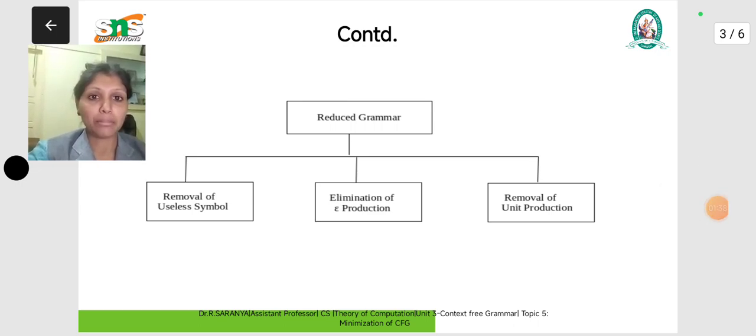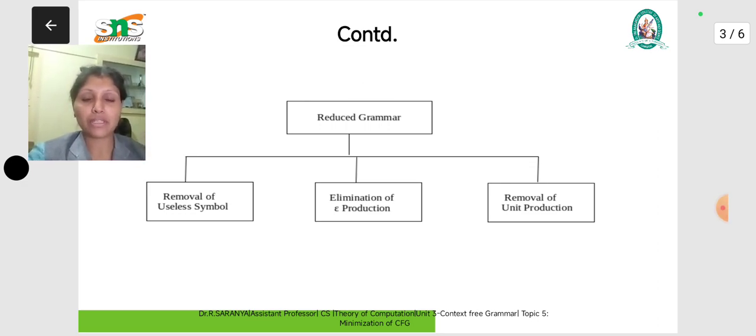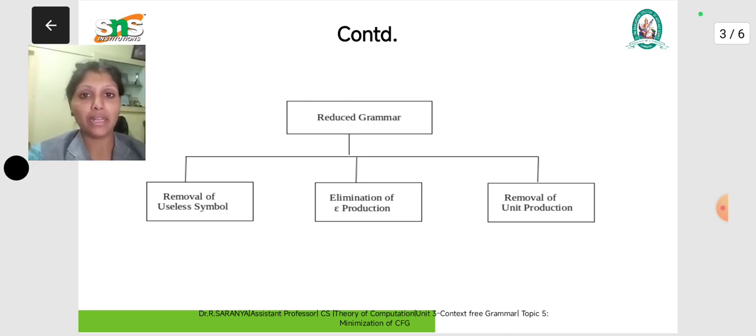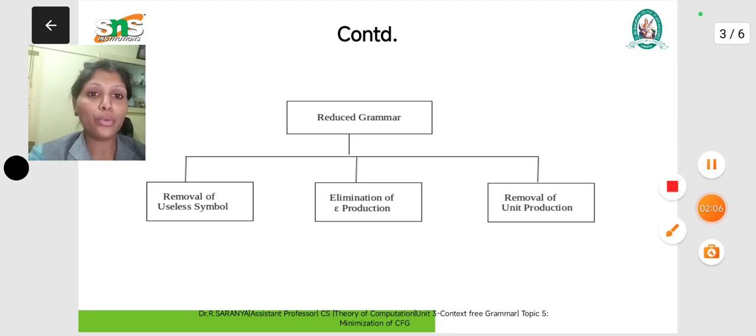So for reduced grammar, we have three important things. One is removal of useless symbols. While given some production set of rules, we are going to remove the useless symbols. That's the first thing in order to simplify the grammar. Next thing is elimination of epsilon production. And finally, removal of unit production. So these are the things we are going to implement in order to minimize the context-free grammar. First, let us see how to remove the useless symbols.